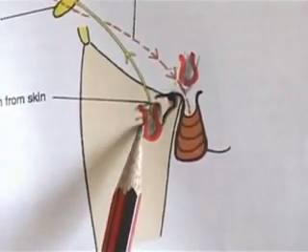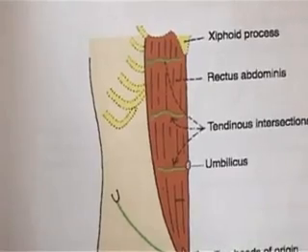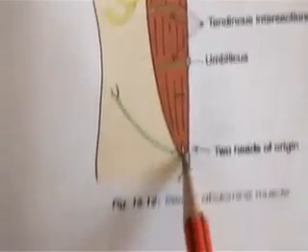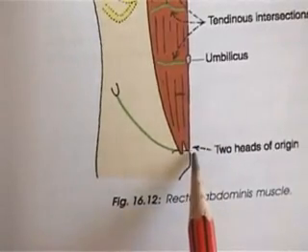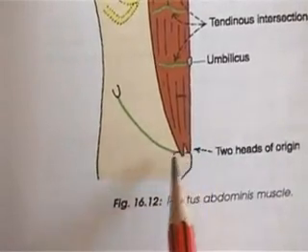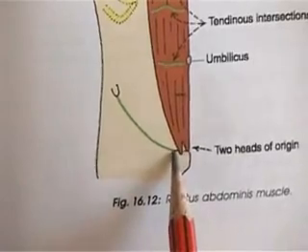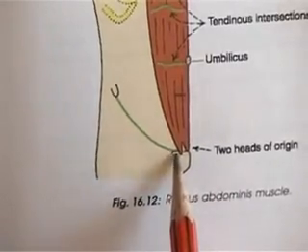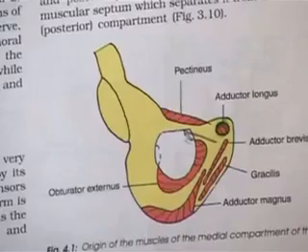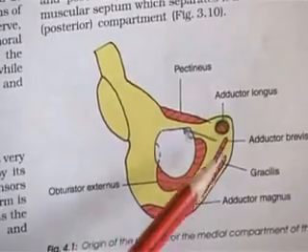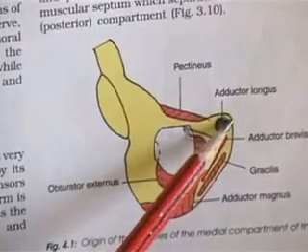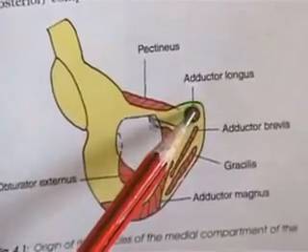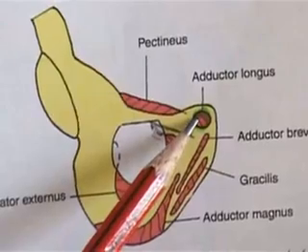From the pubic crest is the origin of rectus abdominis. On the medial side is the origin of the medial head of rectus abdominis, and on the lateral side is the origin of the lateral head of rectus abdominis. The anterior surface of the body: in the angle between the body and the ramus, there is the tendinous origin of the adductor longus.